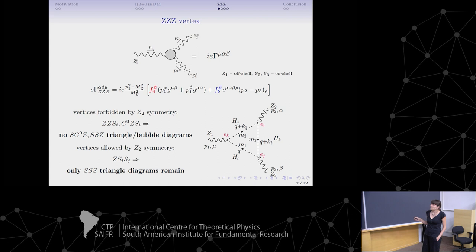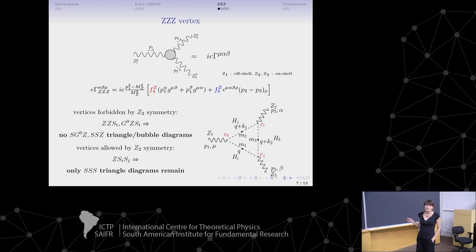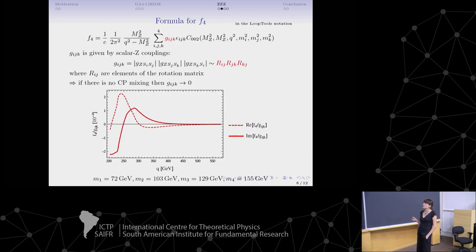Those scalars have to be different because of the momentum. If it was just one scalar, assuming that we would even have a ZSS vertex, then it would cancel to zero. So what we did is we looked at all of the possible diagrams with our four particles that we have in the model, and we calculated this contribution to this factor F4 using LoopTools. And I show you the result here. Unfortunately, it's not an analytical function. All we have is numerics, which makes it a bit difficult to study the model because we can't really properly analyze the function. We just have to look at the parameter space and see what we get.